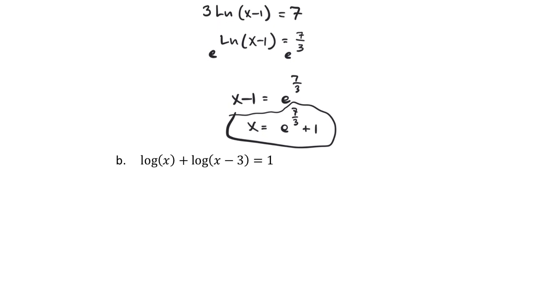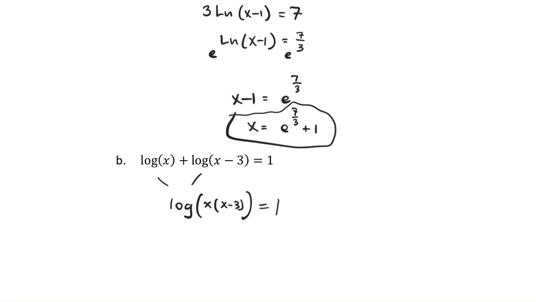For part B, if you recall what we talked about in class, you cannot solve a logarithmic equation if there's multiple logarithms on the same side of an equation. So first step is to condense these two logarithms using the product property. Product property says if there's a plus sign between two logarithms that have the same base, you multiply the terms inside. So it's going to be x times x minus 3.